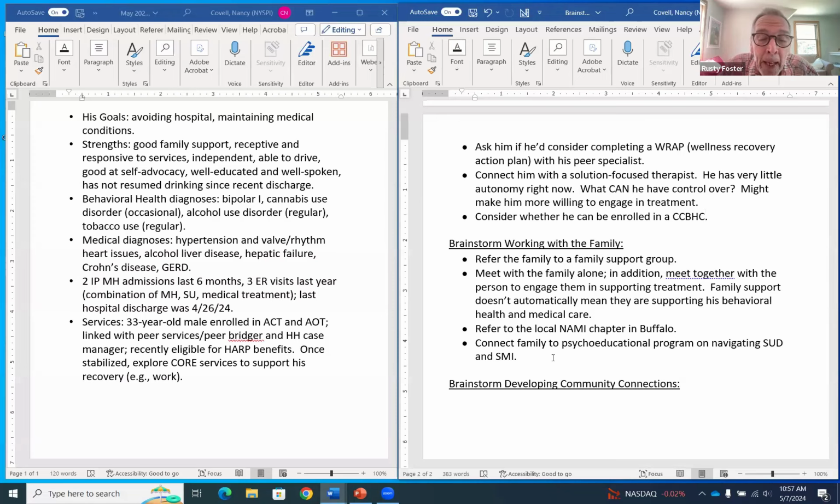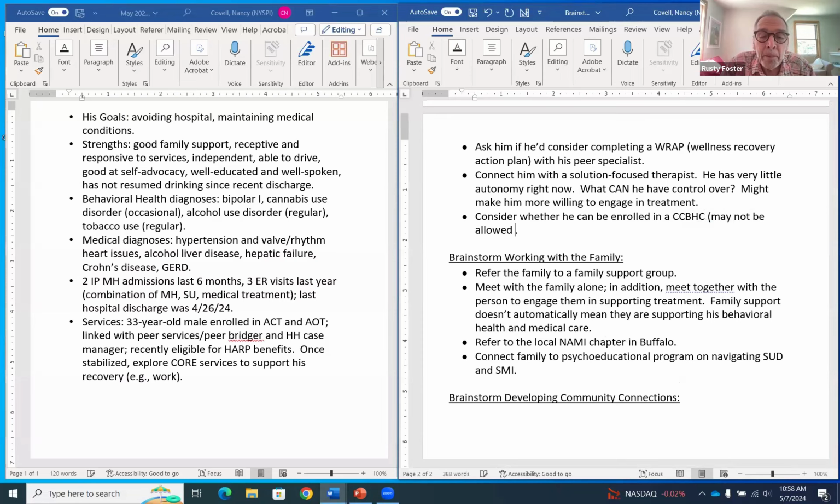Okay. And Kelia says, that is a great point, but he cannot be in both ACT and CCBHC. So if he's in ACT, he's in ACT, and they have to provide all the services. Okay, that's good to know. I'll check the billing guidance. That was Jen about that.